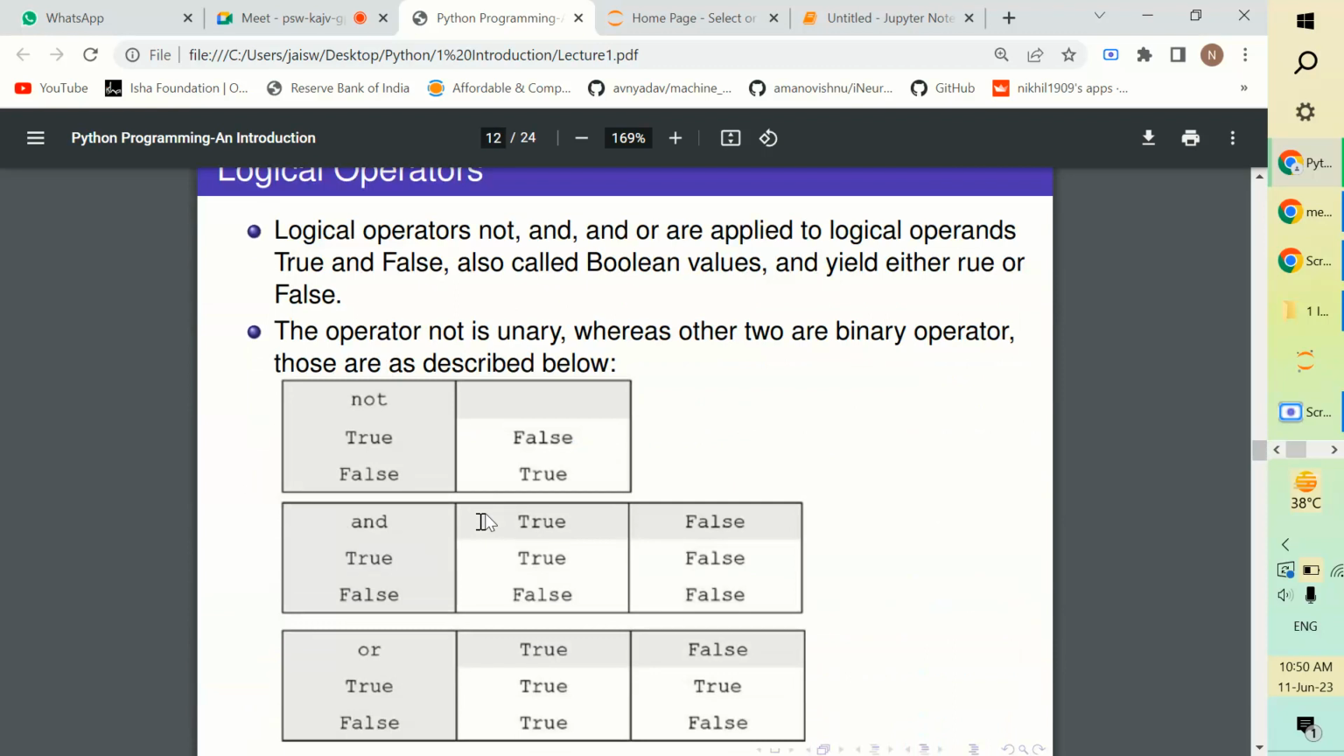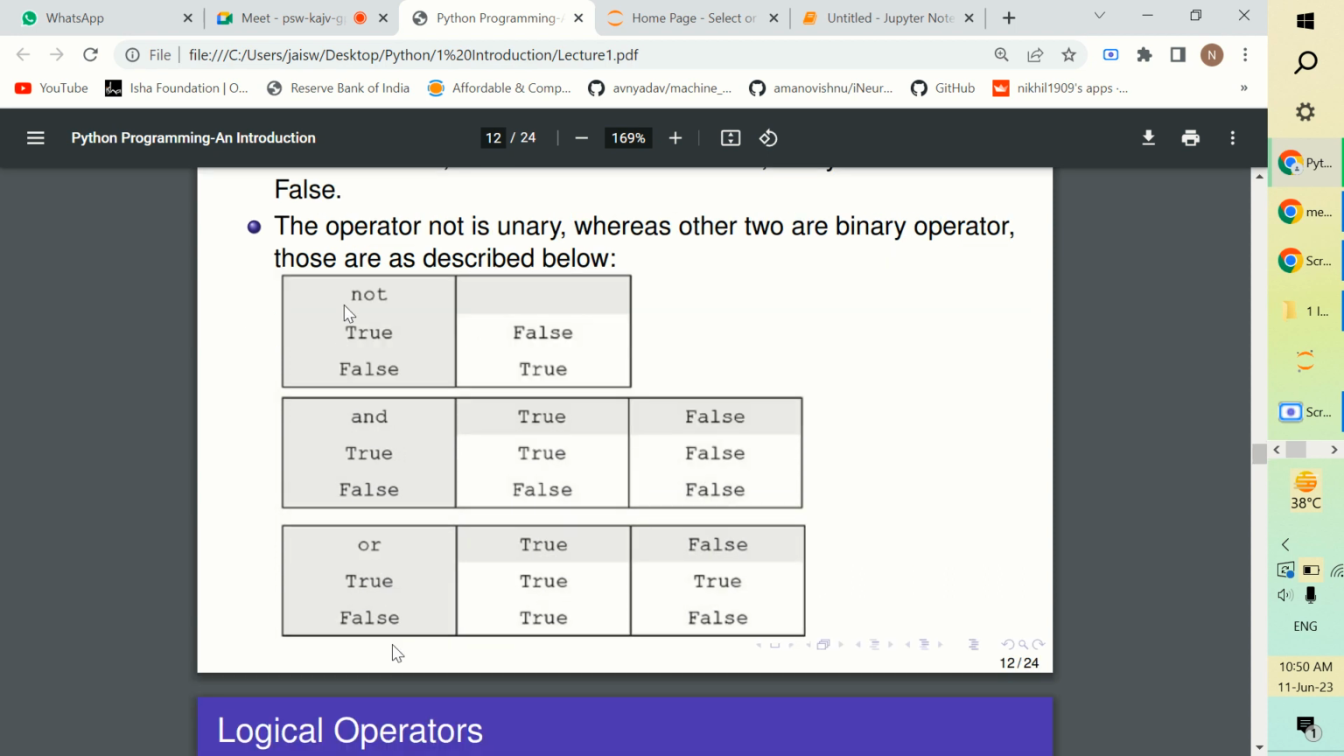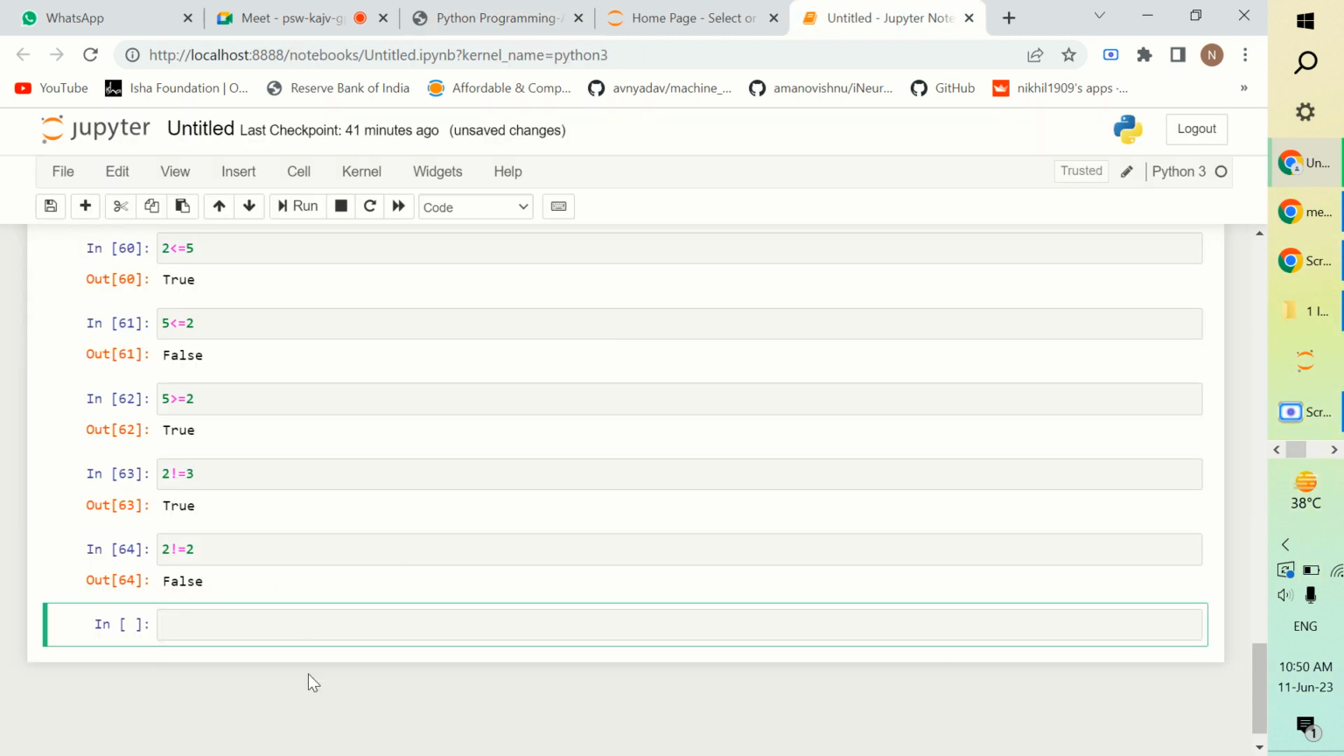So after that we have logical operators. What are logical operators? Not, and, or are logical operators. These work on two expressions only. So when you apply the not operator on an expression, if the expression is true it will give false, and if the expression is false it will give true. So you can see the example.